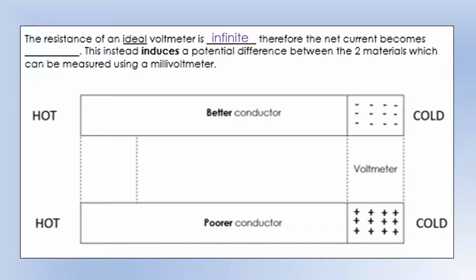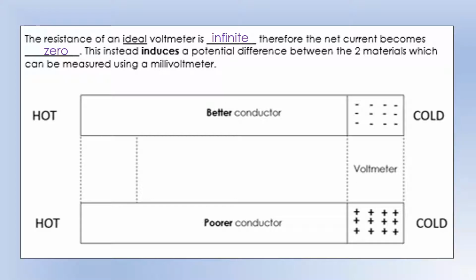We do not want current flowing through a voltmeter. That's why we have it in parallel. So no current goes through it, but it's still there and can take measurements in our circuit. So therefore the net current becomes zero. If you have infinite resistance, no current can flow through you.